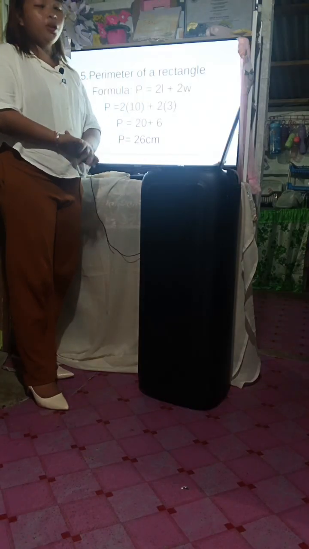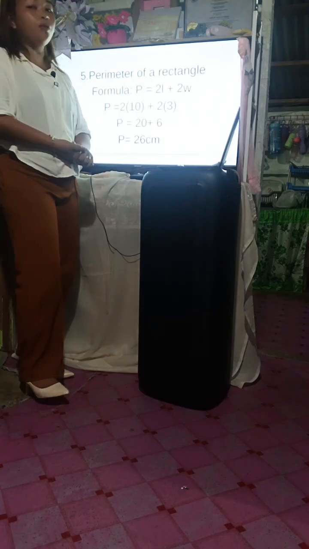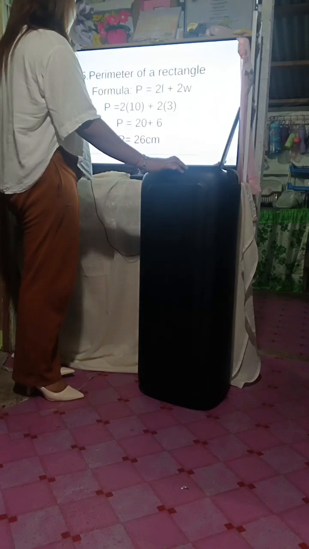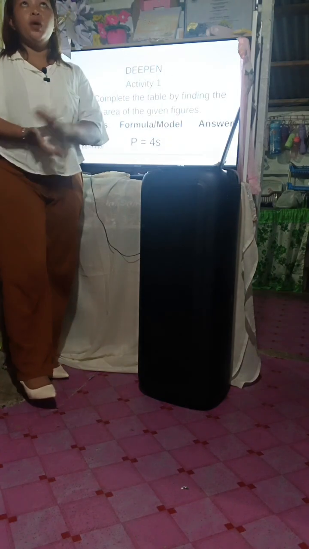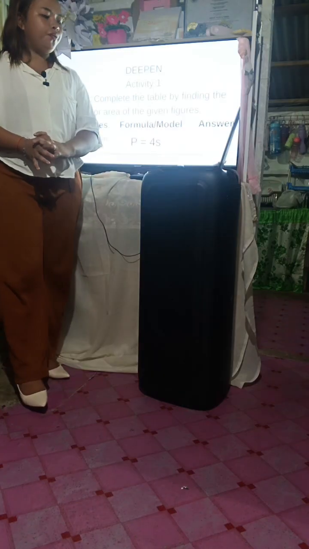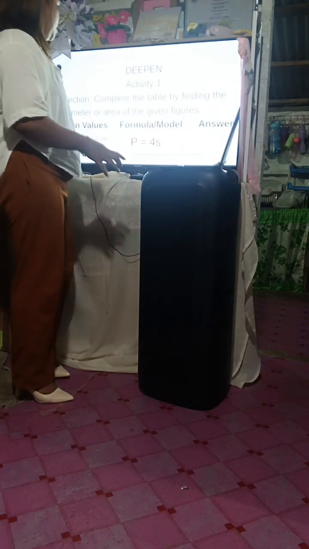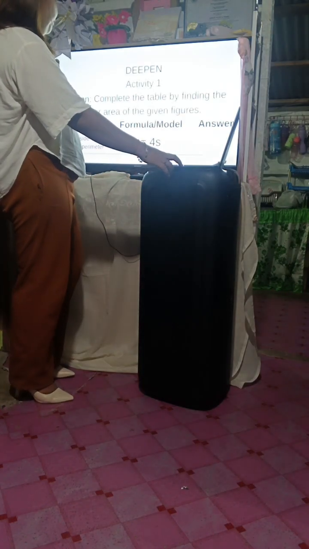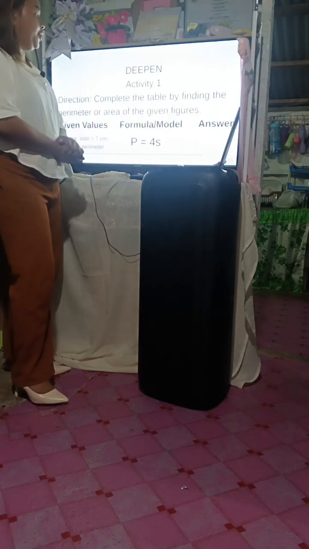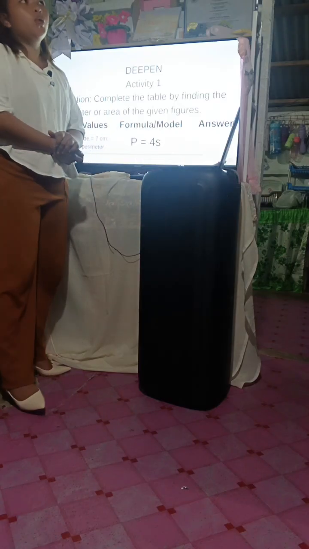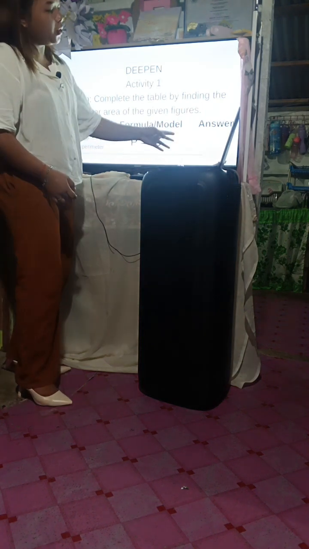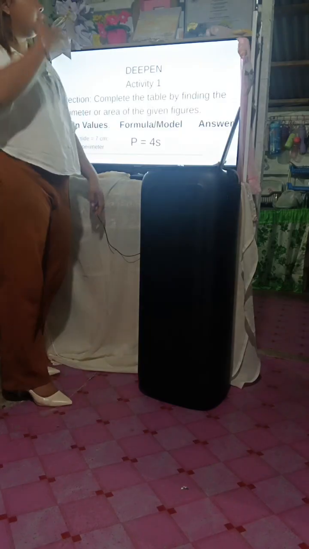Okay, now that we already know how to solve the basic problems involving perimeter and area, let us now move to our deep-in activity. This activity will help you understand and apply the concept of perimeter and area in more challenging situations. So listen carefully to the direction. The direction is: complete the table by finding the perimeter or area of the given figures. We have here the given values and the formula. So you need to complete the table to find the answers.